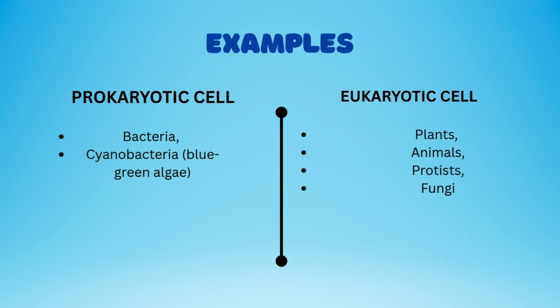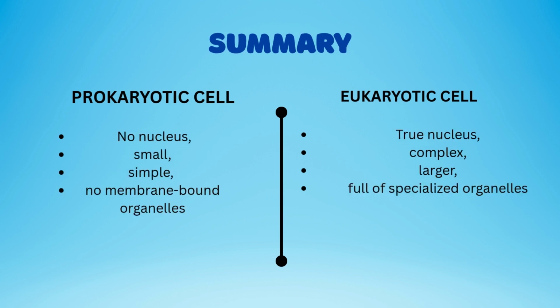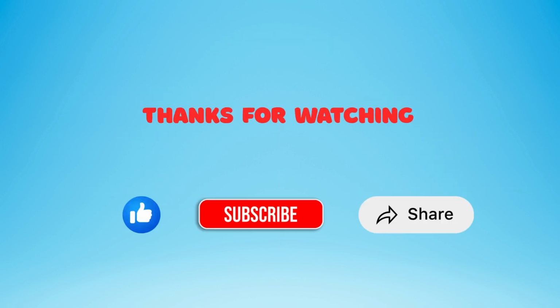Prokaryotes: bacteria, cyanobacteria, blue-green algae. Eukaryotes: plants, animals, protists, fungi. To wrap it up. Prokaryotes: no nucleus, small, simple, no membrane-bound organelles. Eukaryotes: true nucleus, complex, larger, full of specialized organelles. Both are essential to life, and now you know exactly how they're different.